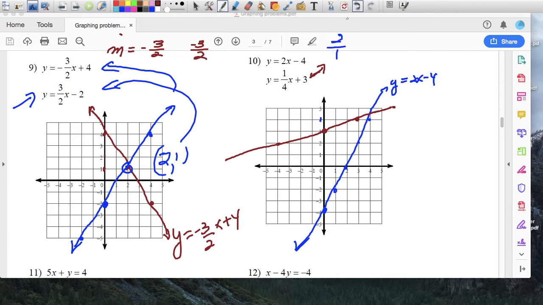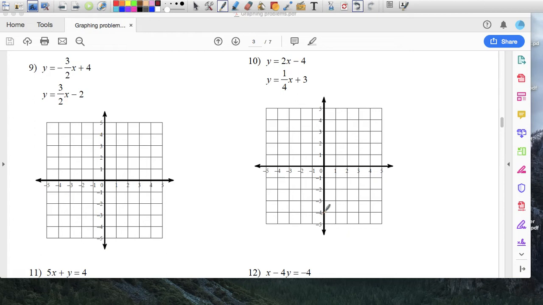So I'm going to start this one again. Negative 4. Slope is positive. So we're going to write the slope, which is 2, as 2 over 1. So the change in y is positive and change in x is positive. So from negative 4, I'm going to go 2 up and 1 to the right, 2 up, 1 to the right, 2 up, 1 to the right, 2 up, 1 to the right. So there's my line.